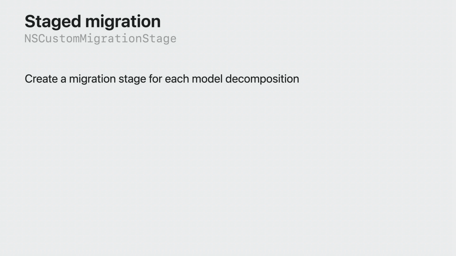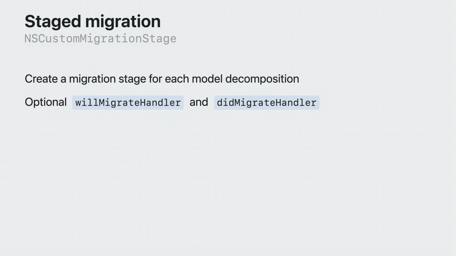Each decomposed version of your model you create will be represented using an NSCustomMigrationStage and contain a source model reference and a destination model reference. NSCustomMigrationStage provides optional handlers that run immediately prior to and after the migration stage. These handlers give you the ability to run custom code during the migration process.